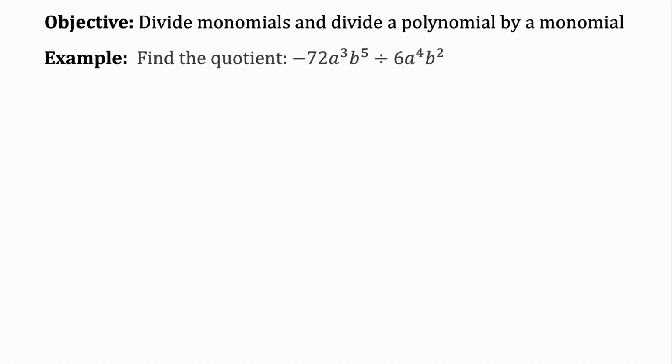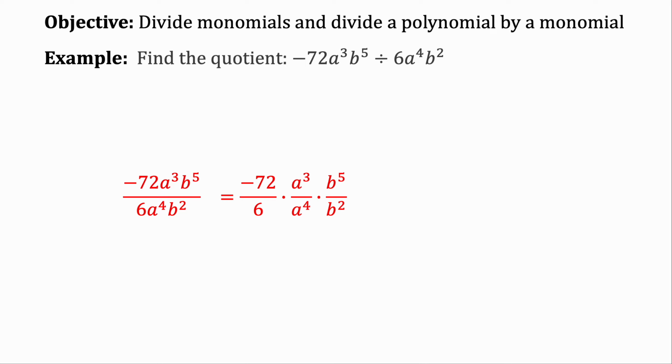In this video, we are going to divide monomials and divide a polynomial by a monomial. Let's look at an example. Now, to find the quotient of two monomials, we can think of that in its fractional form. Whatever your dividend is would be your numerator. Whatever you're dividing by, your divisor, would go in the denominator. Now, when we see it like that, that helps us to visualize what we can do.